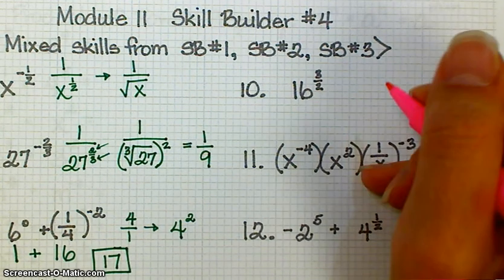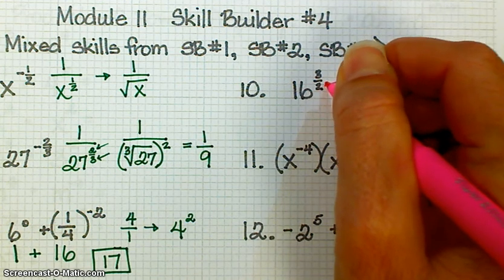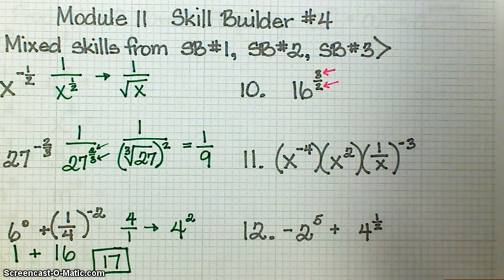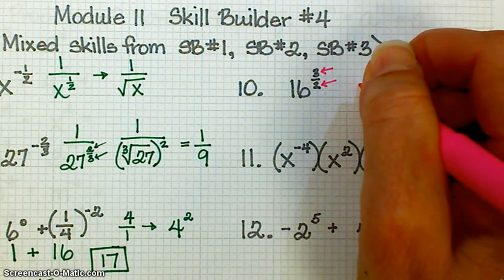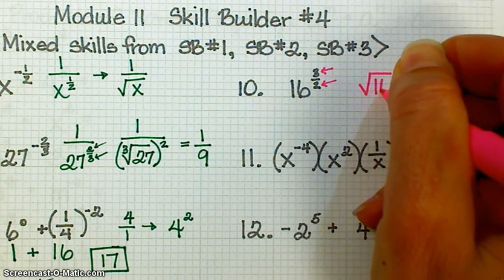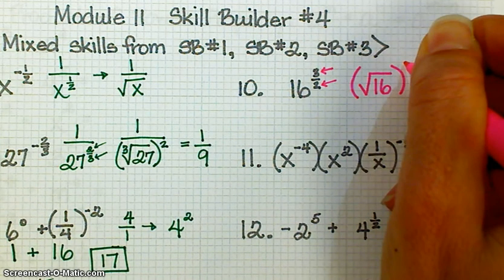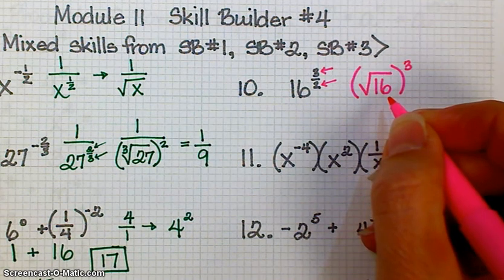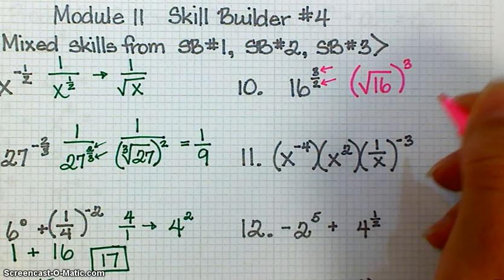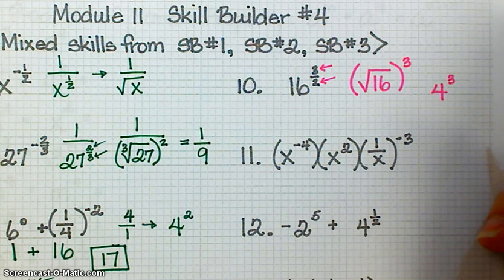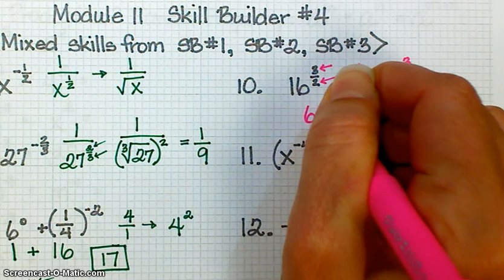All right, the next one we have 16 to the 3/2 power. Remember that the bottom number tells you the root you're taking. The top number of the fractional exponent tells you what you're going to raise it to once you've taken that. So this is the square root of 16 raised to the 3rd power. What number multiplied by itself gives you 16? Well, 4 times 4 gives you 16. So the square root of 16 is 4. And so you wind up saying, what is 4 to the 3rd power? In other words, what is 4 times 4 times 4? And that is 64.